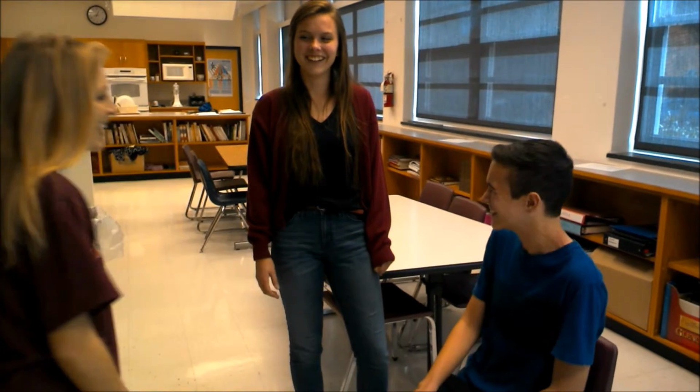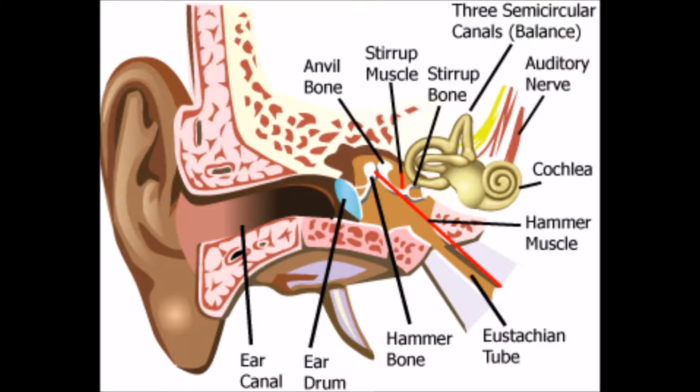Three things that affect what we hear are frequency, pitch, and amplitude. Frequency is a measure of the rate of disturbance. Pitch is determined by the frequency. It is how low or high the sound is. Amplitude is the height of the sound wave.